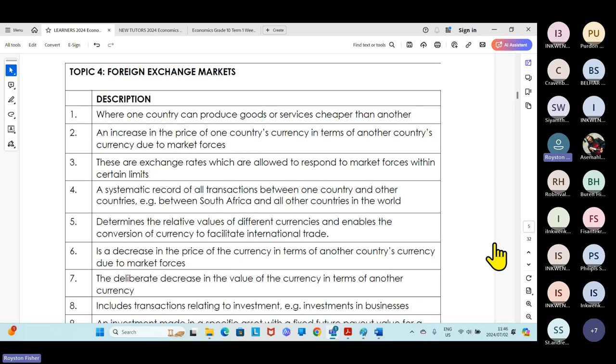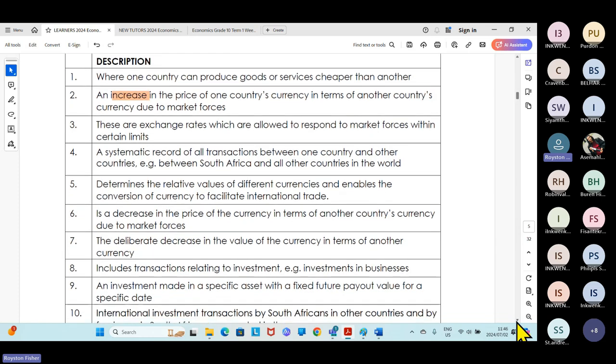Moving on to number two, an increase in the price of one country's currency in terms of another country's currency due to market forces, and you're correct in saying appreciation, and the keyword there I would say is increase. So that is something that you could highlight in terms of studying.